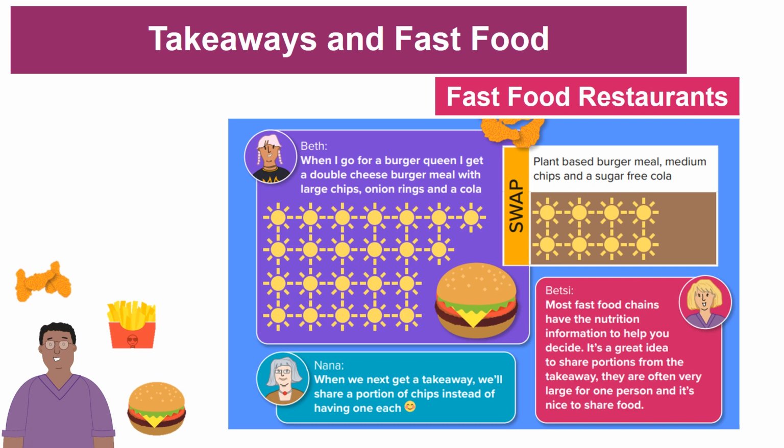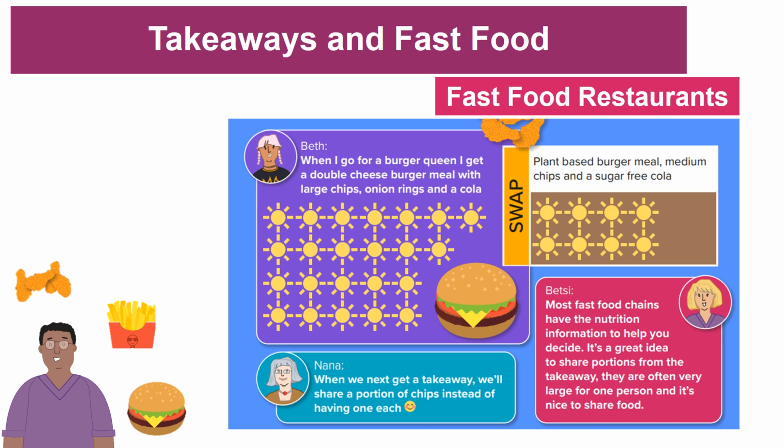Okay, and finally we have Beth's favourite. So she enjoys Burger King. When she goes to Burger King, she opts for a double cheeseburger meal with the large chips, onion rings and a cola, and this has 23 suns.